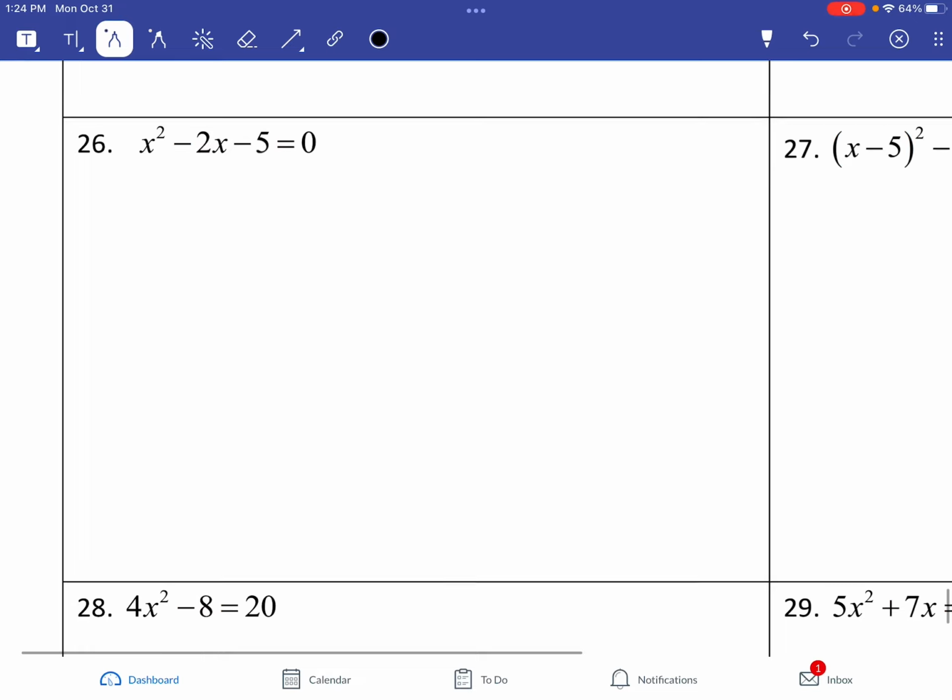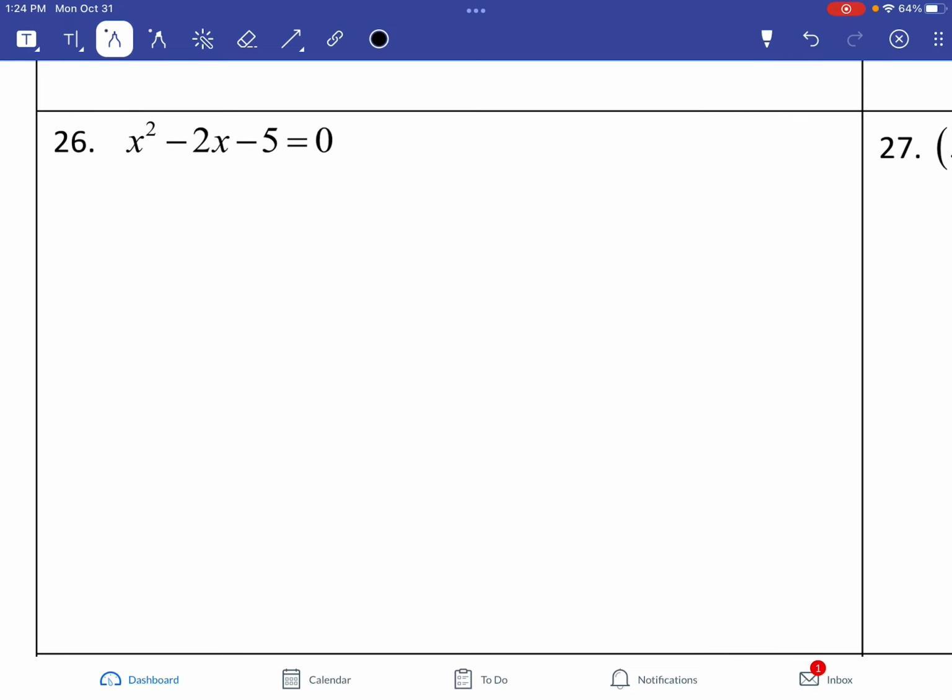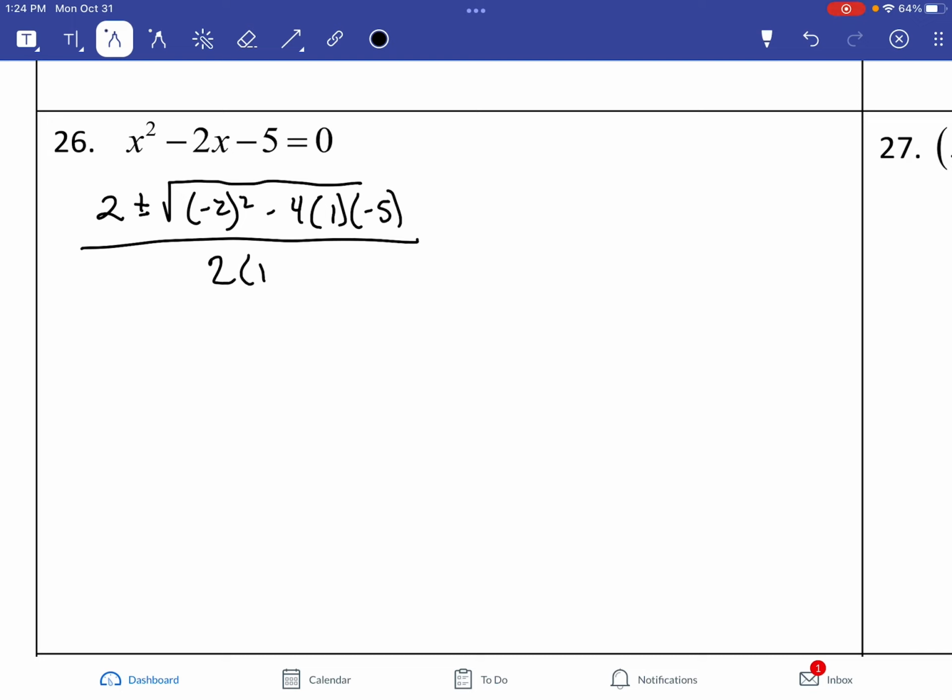Onward and upward, here we go. Again, this is going to be a quadratic formula question. It's going to be the opposite of B, which is positive 2, plus or minus the square root of negative 2 squared minus 4 times 1 times negative 5, all divided by 2 times 1. There's your setup. 2 plus or minus the square root of. So negative 4 times 1 times negative 5 is positive 20. Plus the negative 2 squared, which is 4. So we're going to get positive 24 over 2.